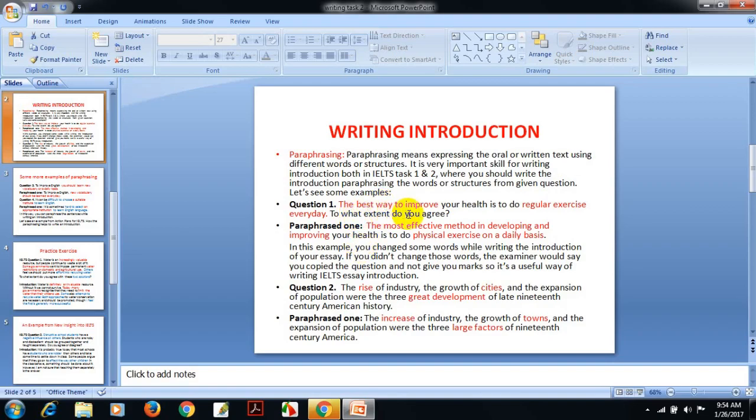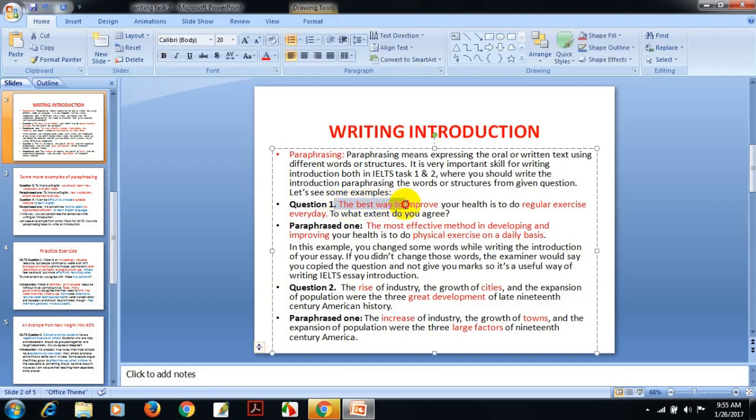The best way to improve your health is to do regular exercise every day. To what extent do you agree? This is the question. And let's see how to paraphrase the question. "The best way to improve" is paraphrased here.